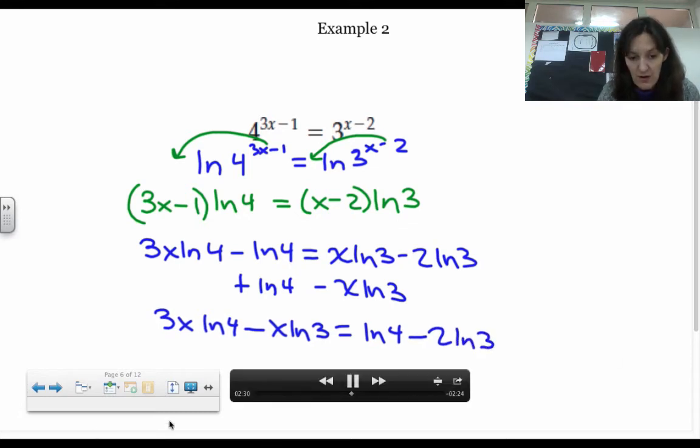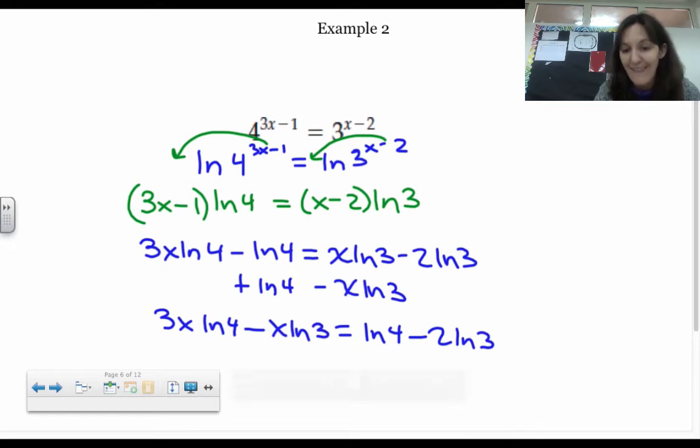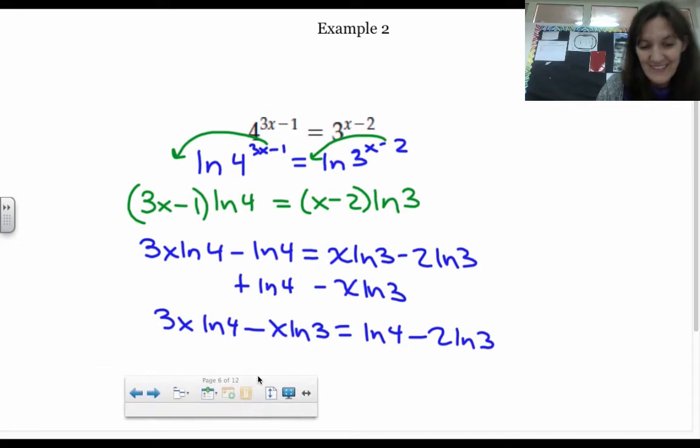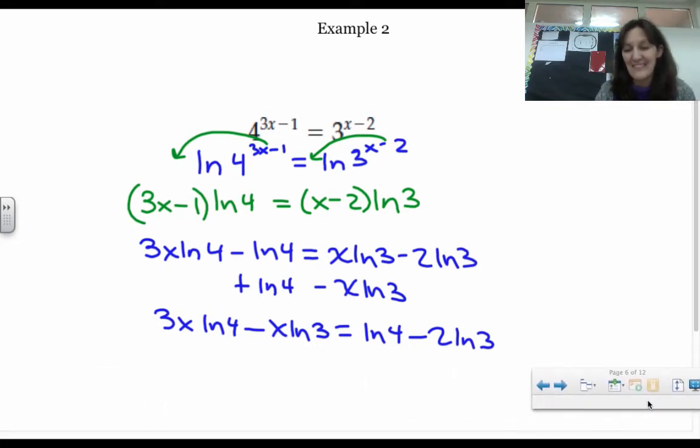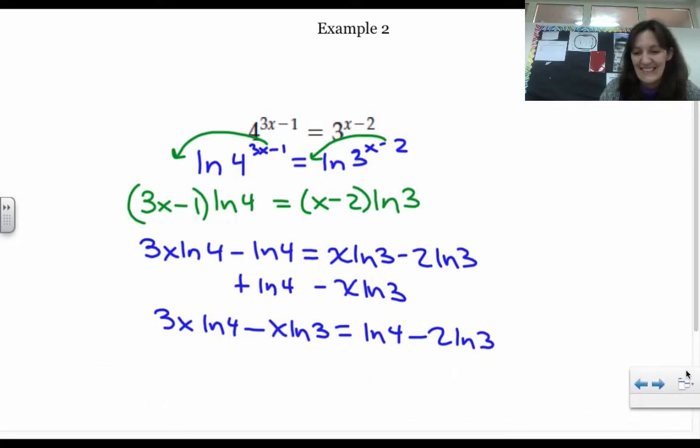Now this is where, oops, okay. I couldn't figure out where to go. When I was writing, I ran out of room. So anyway, move that over and see what we can do.